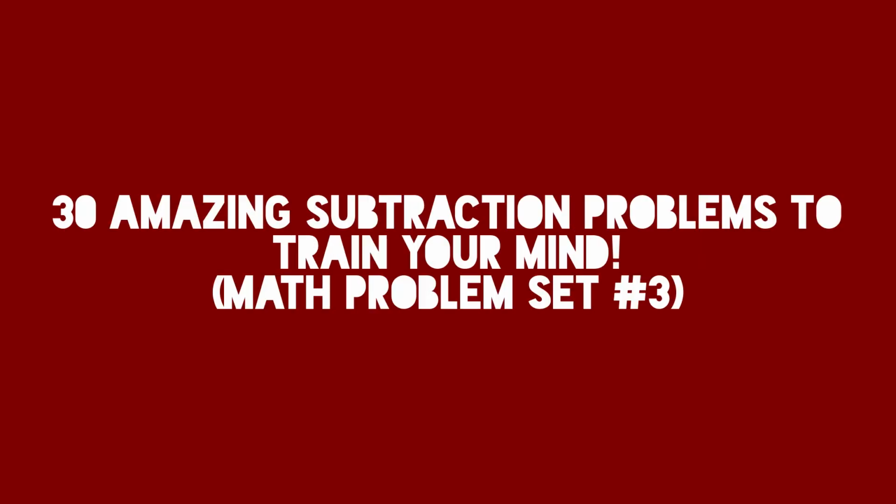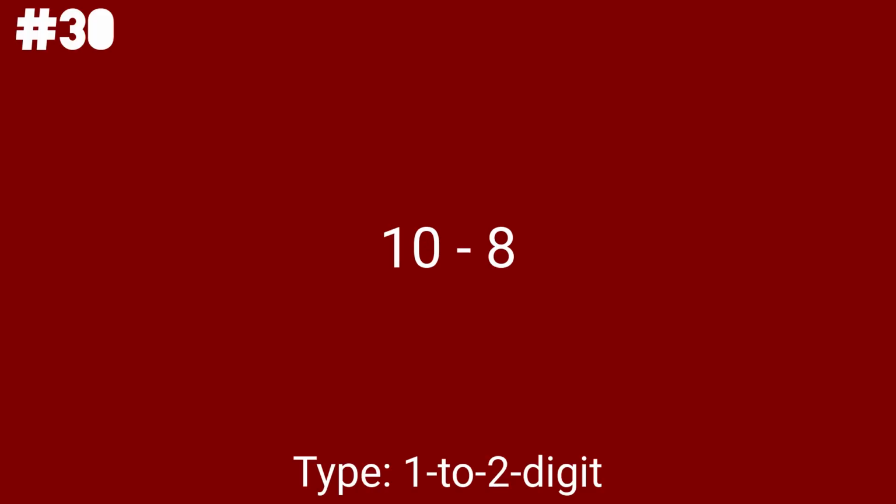Here are 30 amazing subtraction problems to train your mind. The first subtraction problem is 10 minus 8. It is a preschool math problem because, according to our website, IXL, in preschool you can subtract numbers up to 10. So yeah, 7 minus 0 is the easiest of them all. That's because you take away nothing. And, spoiler alert, you still get 7.